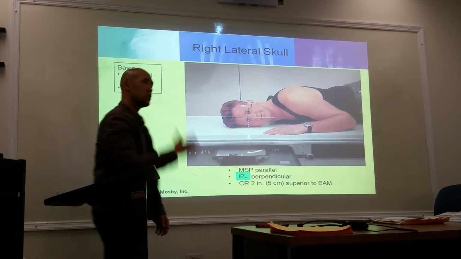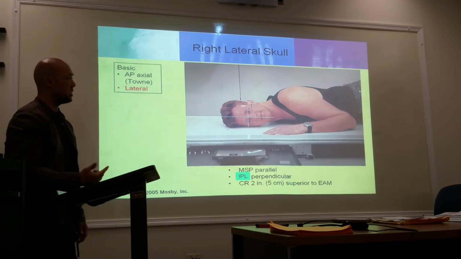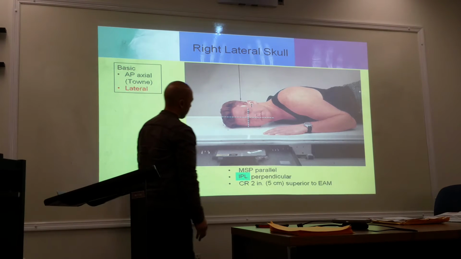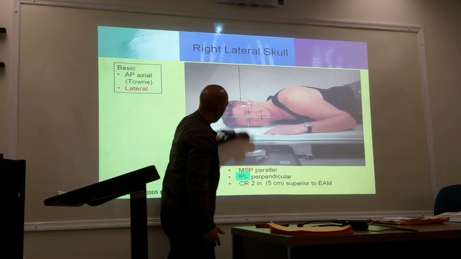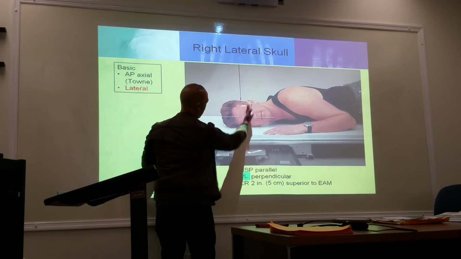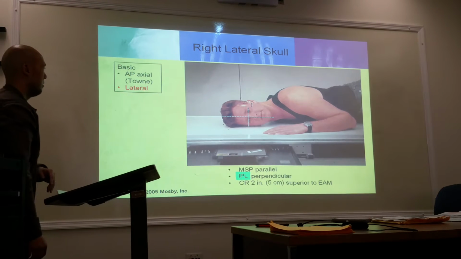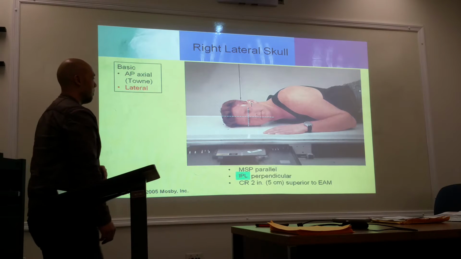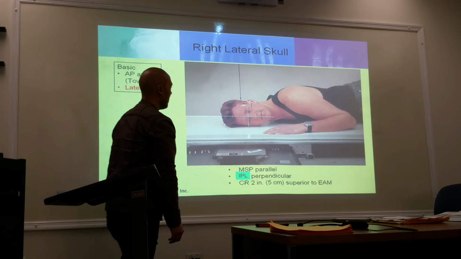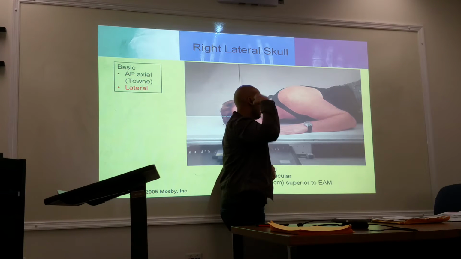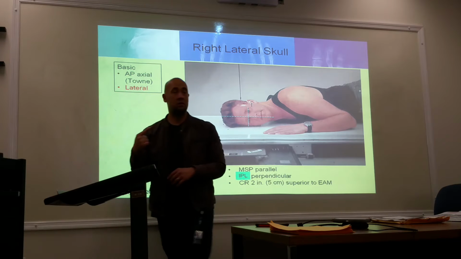So determine the site of injury, and the site of injury is going to be closest to the image receptor. Again, mid-sagittal plane, you want it parallel. Interpupillary, you want it perpendicular to the image receptor. The central ray is going to be directed 2 inches above the EAM. So find the hole in your ear and just go 2 inches above that, and you're good to go.